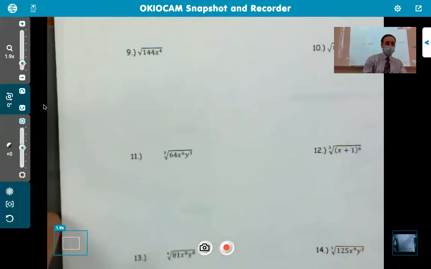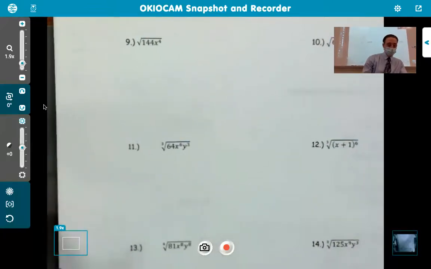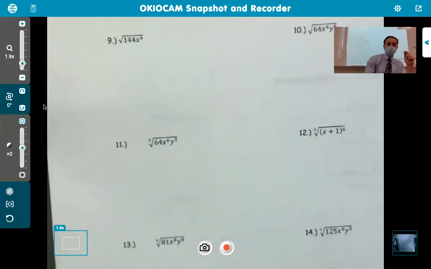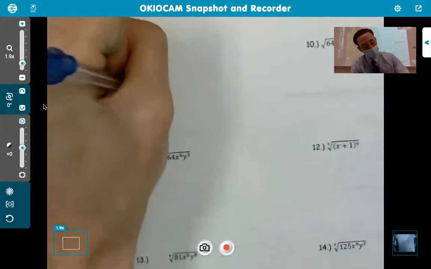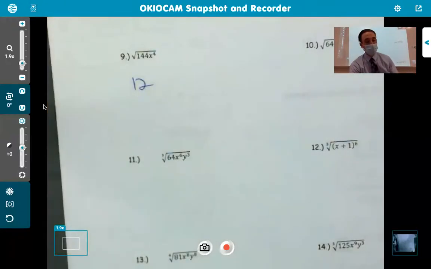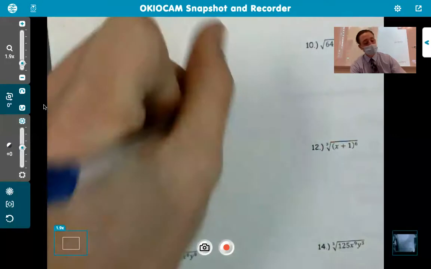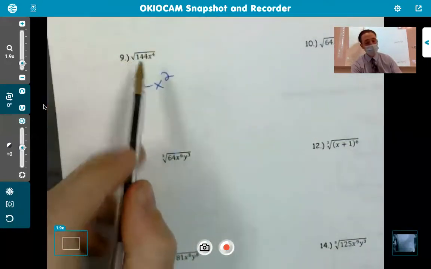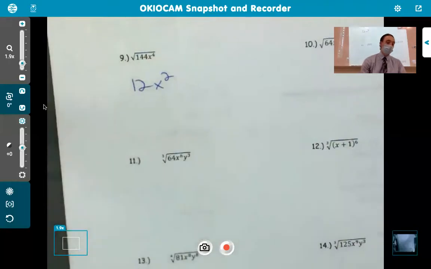Okay. Go to the second page. So hopefully we're in a little bit of a groove now with this. Number 9, what's my index? 2, right? It's not written there, but I know I'm taking the square root. What's the square root of 144? 12. And how does x to the 4th, taking the square root of that, how's that going to simplify? X squared, right? That comes from x to the 4th divided by 2, or x squared.